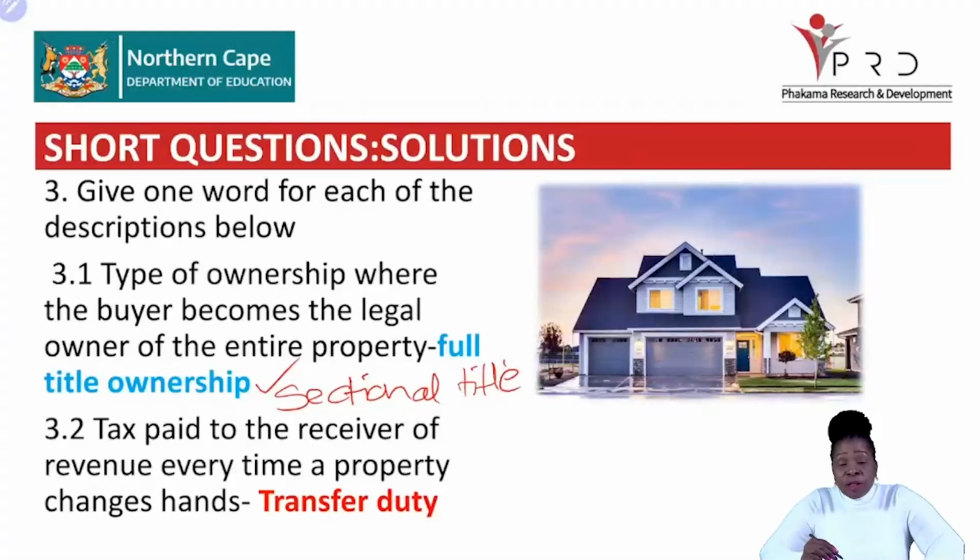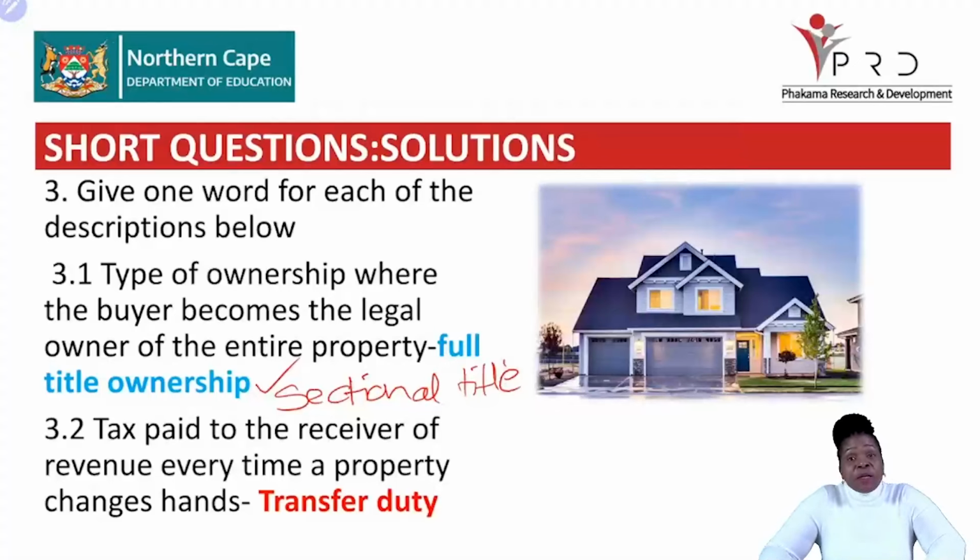When we talk about a full title ownership, we are talking about a standalone house whereby you buy the house, you've got your wall around the house, and you are fully in charge of that house. That's why we call it full title ownership.